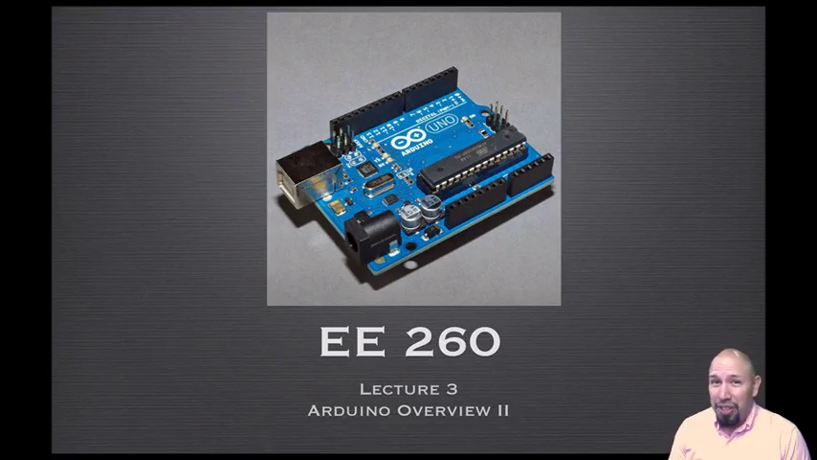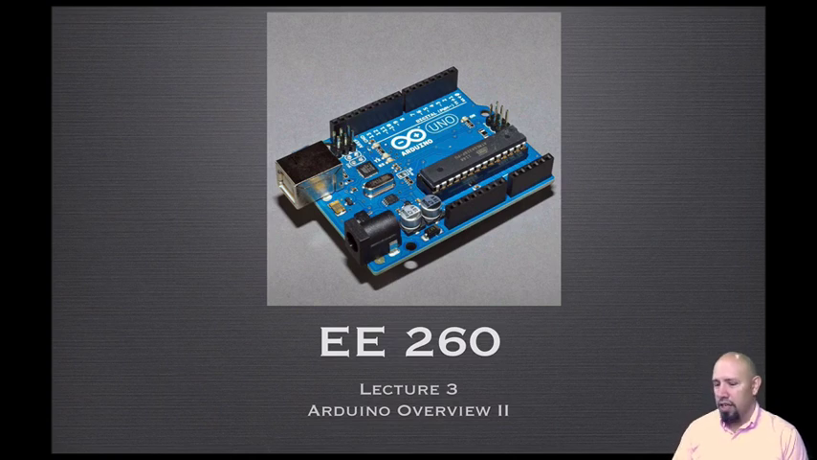This is lecture number 3. We're talking in this lecture about an overview of the Arduino. This is our second part of the overview of the Arduino. So here we're going to be looking at a lot of the software type issues.